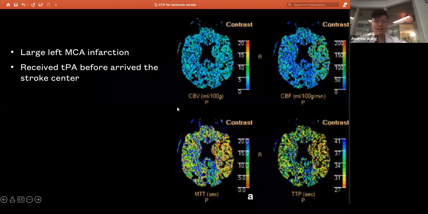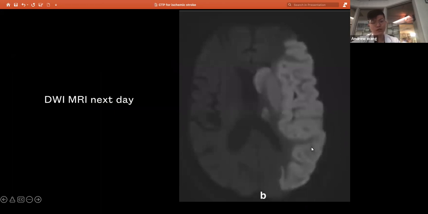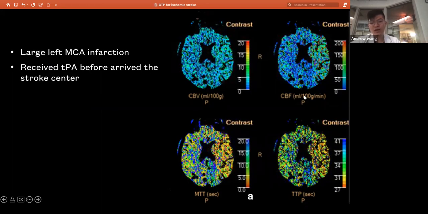So this is an example of this. This is a patient with a large left MCA infarction who received TPA before arriving at the stroke center. So we can see on the left side, there's increased cerebral blood volume and increased cerebral blood flow compared to the right hemisphere, and also decreased mean transit time and decreased time to peak. However, on DWI MRI, which is the gold standard for ischemic infarction of brain tissue, we can see there's a large, extensive area of left MCA territory infarction. So this is because even though the blood supply has come back, the brain tissue is still irreversibly damaged.